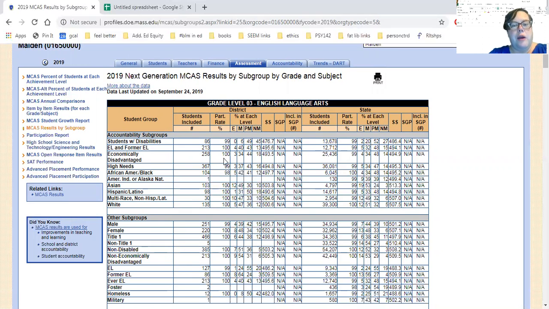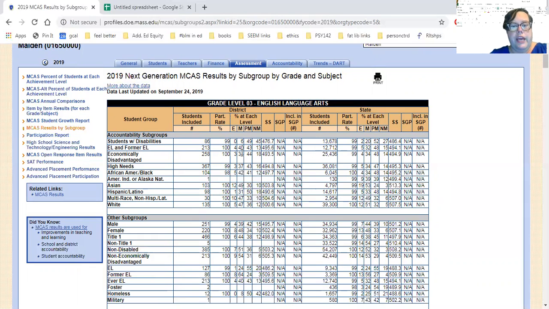So I might want to think, okay, 3rd grade MCAS, how are they doing in ELA? Let's look at high needs. Let's look at economically disadvantaged students and non-economically disadvantaged students. Those are groups of pretty similar size, 258 and 213. So, and they both have very high participation rates. Malden has very high MCAS participation rates.